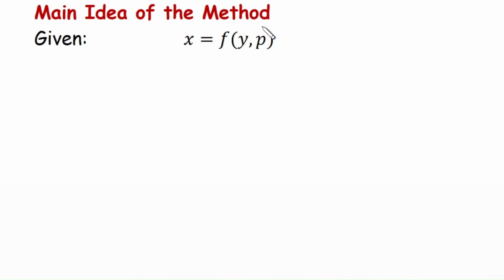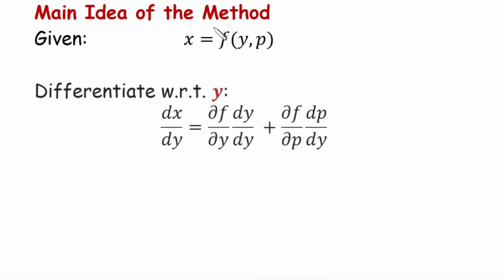The main idea behind it is, suppose we have any differential equation. The very first step is we need to write the differential equation, in this case, as x as a function of y and p. After that, you need to differentiate with respect to y. So this becomes dx by dy. On the right side, we apply the chain rule. Why? Because here it is depending upon y and p, where p is the derivative of y with respect to x. So both are functions of y. That's why we are applying the chain rule.